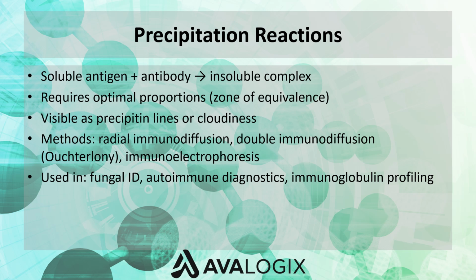Immunoelectrophoresis is a combination of electrophoresis and immunodiffusion to separate and identify proteins. These techniques are largely qualitative but are extremely valuable in identifying fungal infections, certain autoimmune disorders, and even immunoglobulin deficiencies. The key learning point is that precipitation reactions visualize antibody-antigen complexes only when conditions are ideal, reinforcing the importance of concentration balance and specificity.